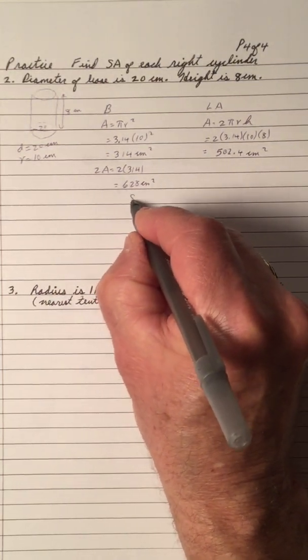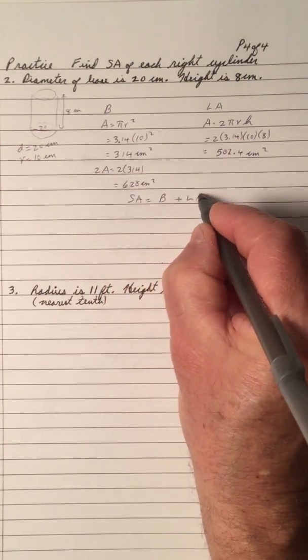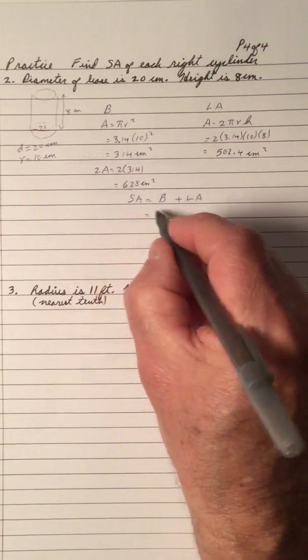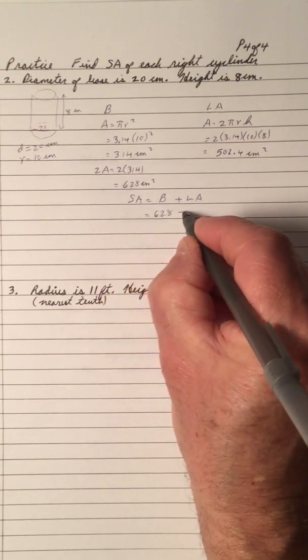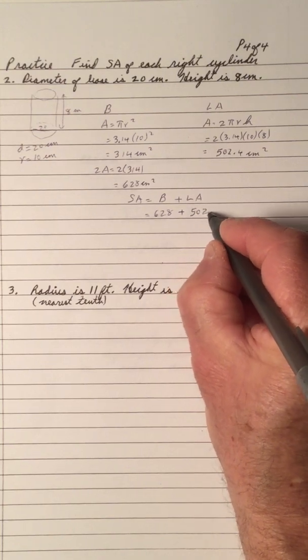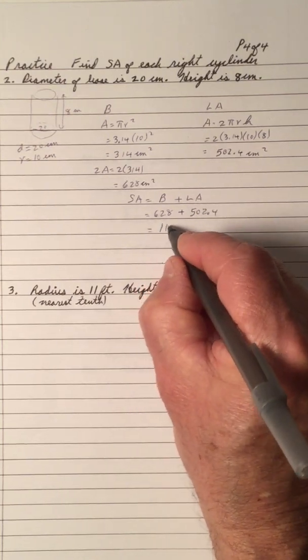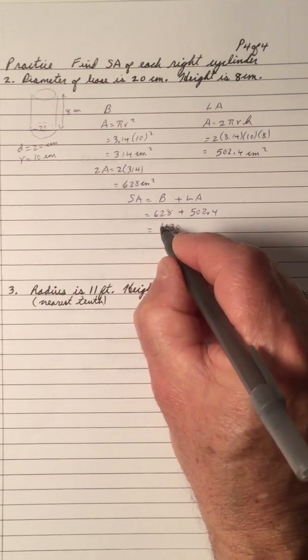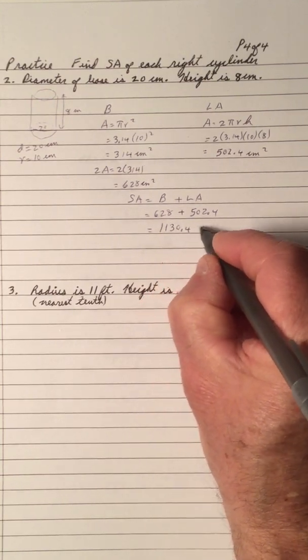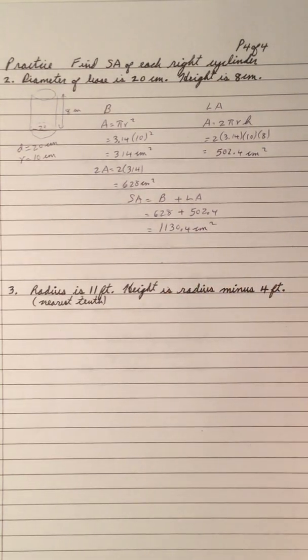And the surface area is the total base area plus the lateral area. The total base area is 628. The lateral area is 502.4. And when we add that up, we get 1,130.4 centimeters squared. And it's already to the nearest tenth, so we don't need to round it.